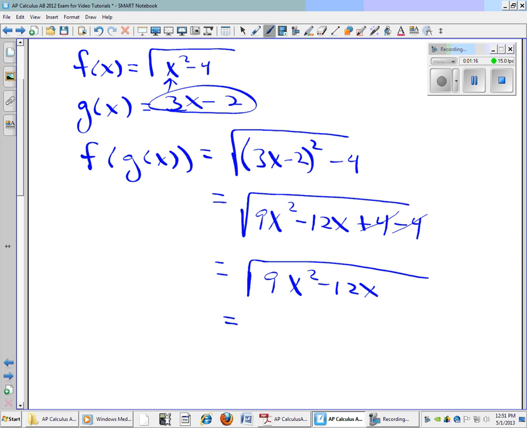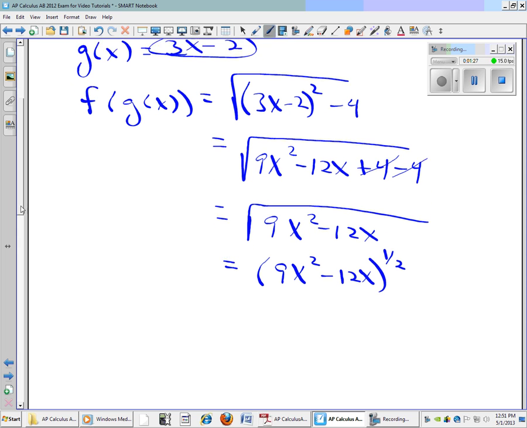Well, we'd like to write that with a fractional exponent. So we'll have 9x squared minus 12x to the 1/2. And the reason we want to do that is that when we take the derivative, that will be much easier.